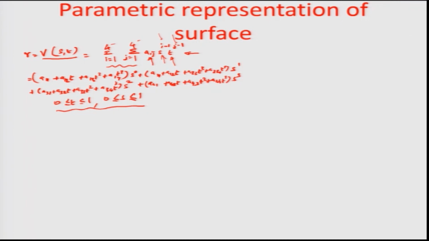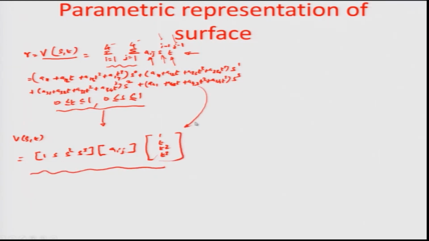So, if we wanted to represent this in terms of a simpler matrix multiplication equation, we can conveniently represent it as V(S,T) equals a multiplication between the S matrix, the A matrix, and the transpose of the T matrix. So, I will just write it down as 1 t t square t cube. That is what this 16 term series could be represented as, where you can find the parameters independently, a_ij being the unknown variables which we need to find out, just as we did in the previous case, considering both the end points as well as end slopes.